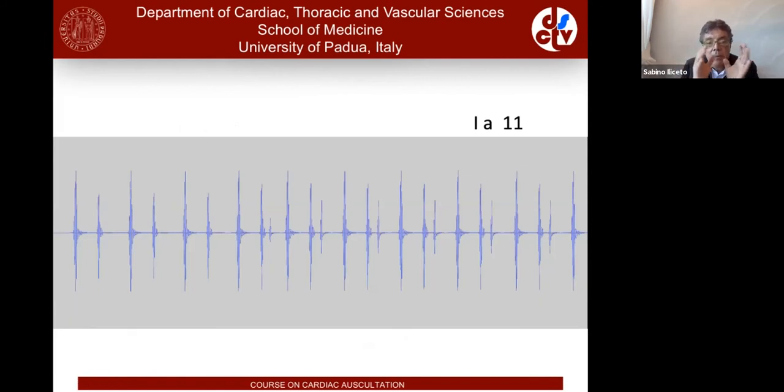So we have boom ta is the normal auscultation. Boom ta is the fourth sound. Now we hear boom ta boom, boom ta boom, boom ta boom. This is a very bad clinical sign. When patients have something like that, it is very bad. So let's go ahead.